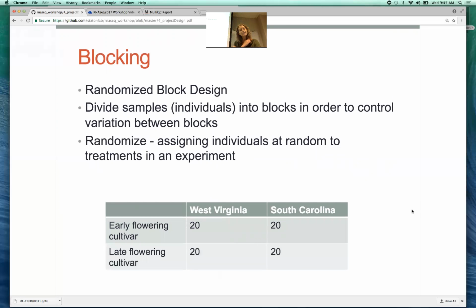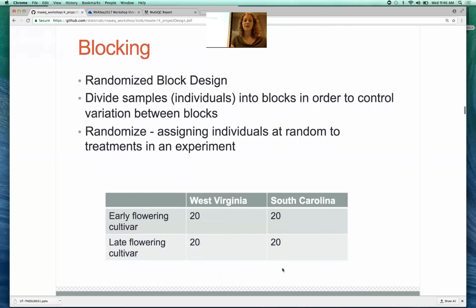So, harkening back to those statistics classes that hopefully everybody has taken, you want to follow good statistical practices, randomized block designs, for example, just revisiting those briefly. So if you divide your samples or individuals into blocks in order to control variation between the blocks, and randomly assign individuals to those blocks. Something like this might be, I have my early flowering cultivar, my late flowering cultivar. I'm going to randomly divide my 40 individuals between 2 locations. So that would be a blocking experiment, a randomized block design.